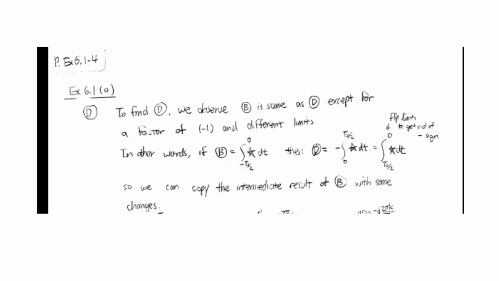So again, going through this process, you can see that I can just copy my answer from B partway through, and when I'm evaluating it, I just have to make sure I evaluate a different limit.